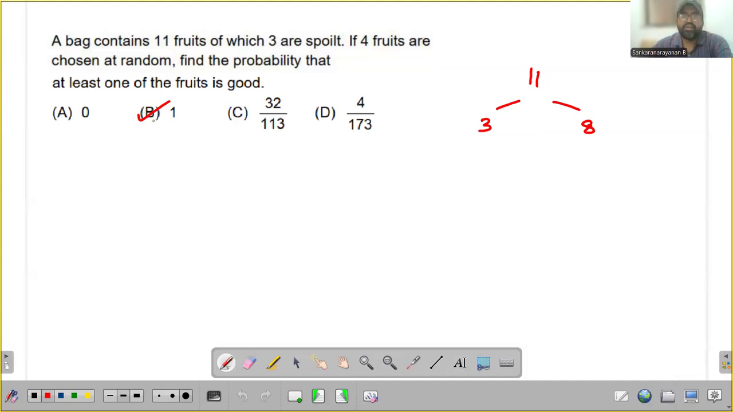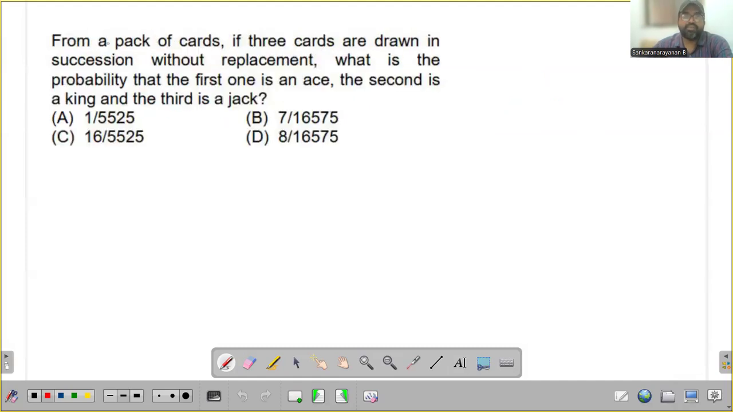Okay. Now let's consider the next question. From a pack of cards, if 3 cards are drawn in succession without replacement. So please note this is a case of drawing the cards one after the other. The question is, what is the probability that the first one is an ace, the second is a king, and the third is a jack.